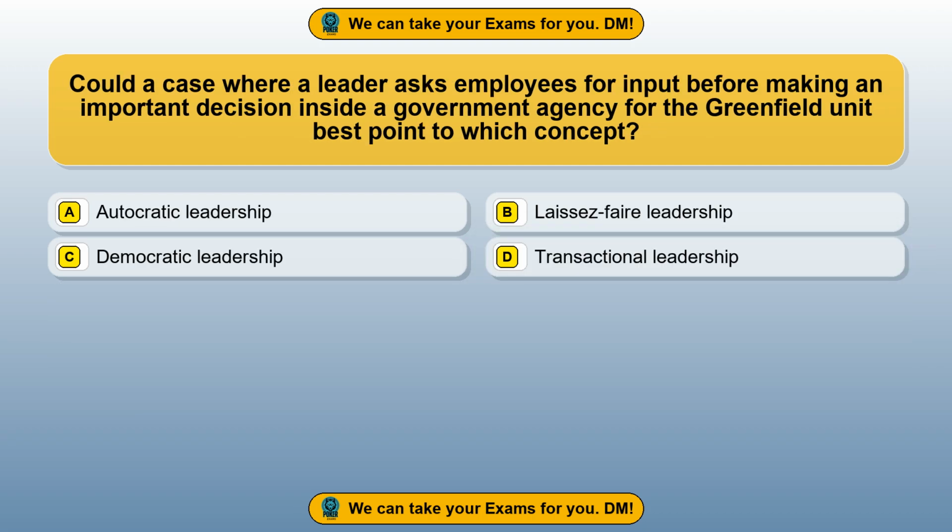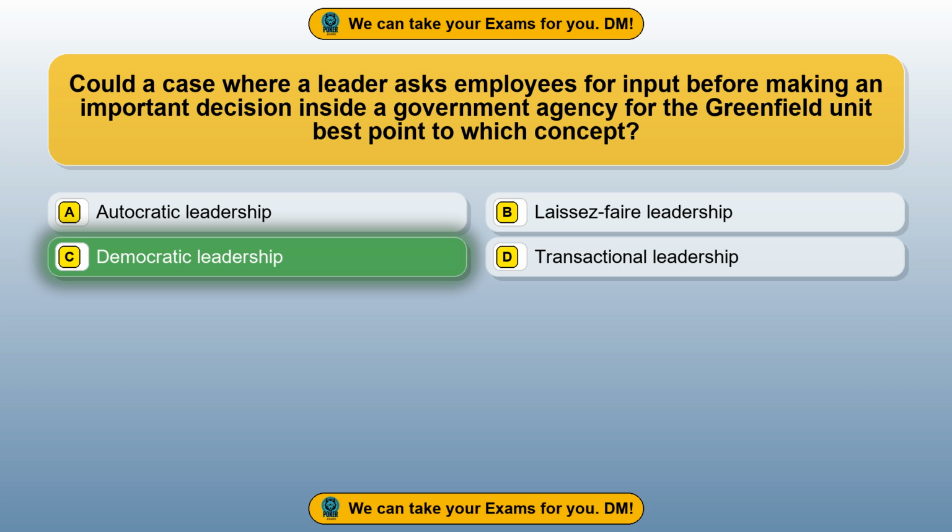Question 47. Consider a case where a leader asks employees for input before making an important decision inside a government agency for the Greenfield unit. Which concept does it best point to? Option A, autocratic leadership. Option B, laissez-faire leadership. Option C, democratic leadership. Option D, transactional leadership. The correct answer is option C, democratic leadership.